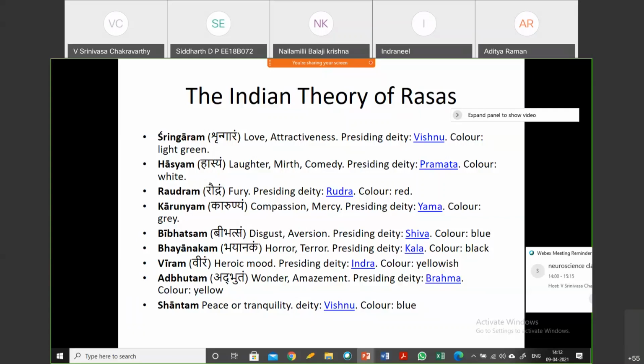So Sringaram, the god is Vishnu, and the color is light green. Hasyam, the god is, I don't know who this god is, Pramata, and the color is white. And Raudram, the god is Rudra, apparently one of the facets of Shiva, and the color is red. And Karunyam is compassion. The god is Yama. I don't know how exactly, but the color is gray. Bibhatsam is disgust, and the god again is Shiva. The color is blue, and so on and so forth. So each emotion or rasa has a certain presiding deity and also a certain color.